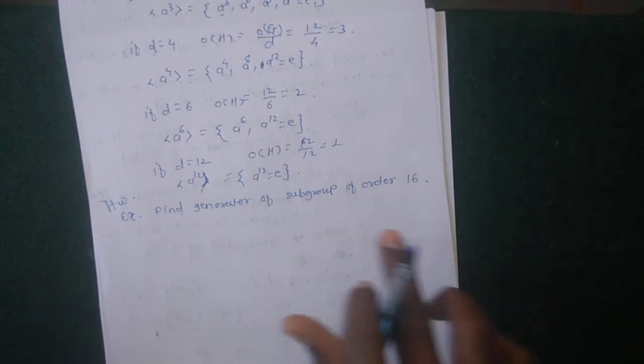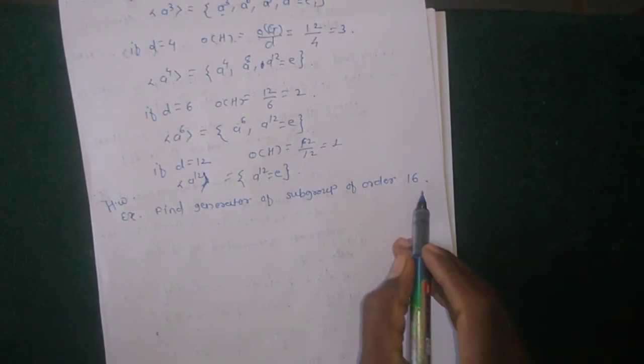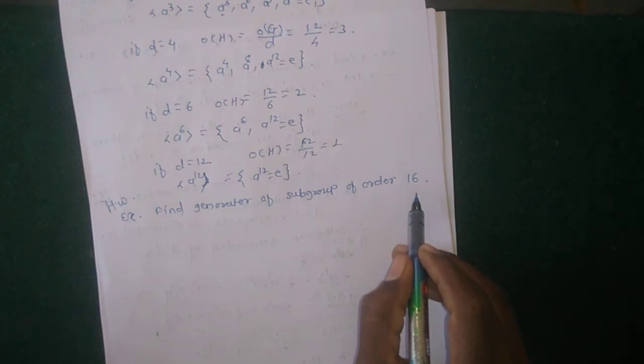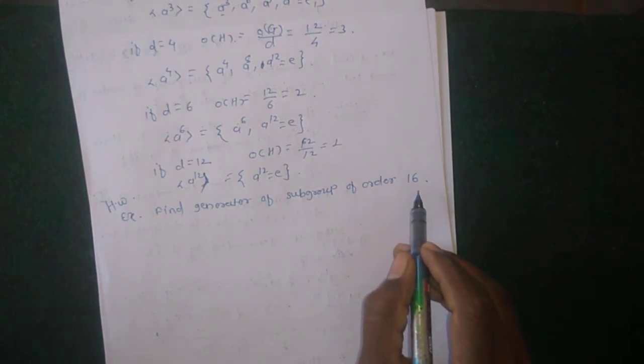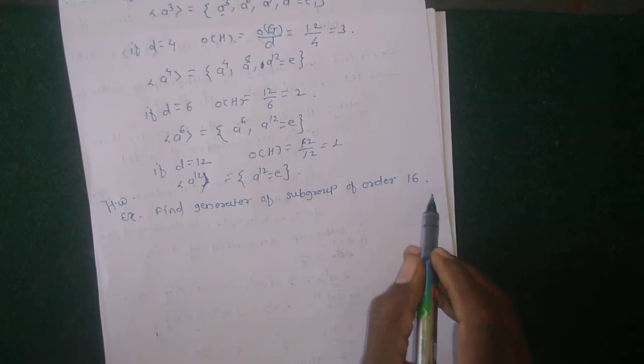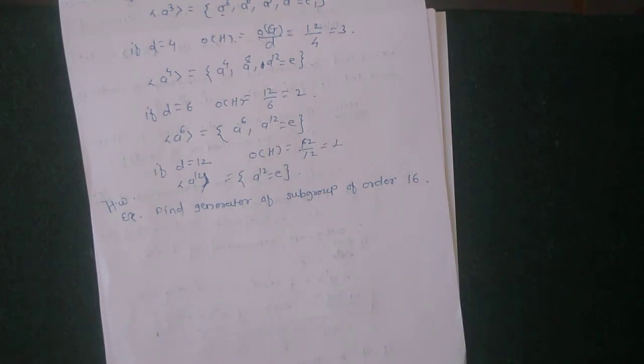And to find the generators of a subgroup of order 16, we find their divisors: 1, 2, then 4, then 8. Okay, 1, 2, 4, 8 and 16. These are the proper divisors of 16. So using this we find the generators of subgroups of 16 in a similar way, only the order changes here, and we can find generators of a subgroup of any order.